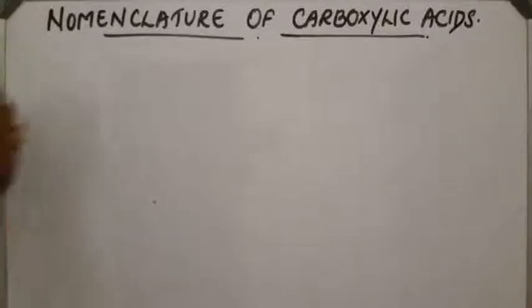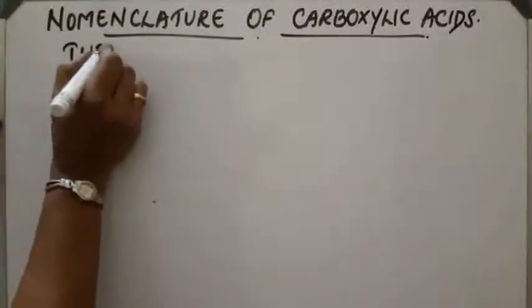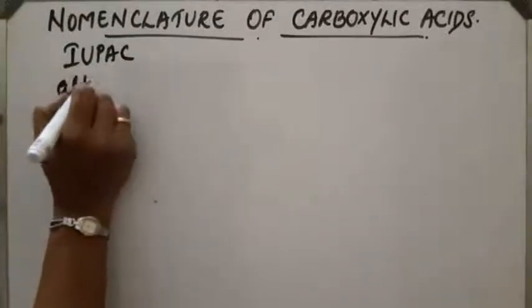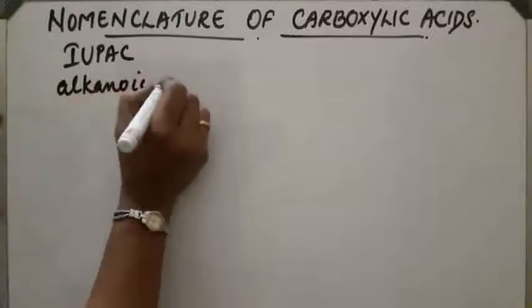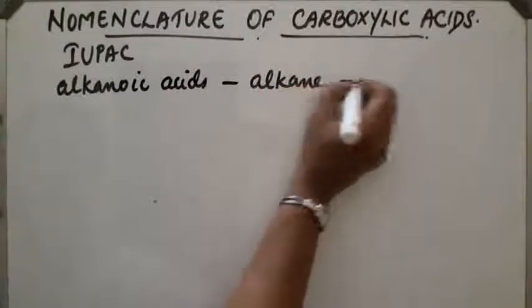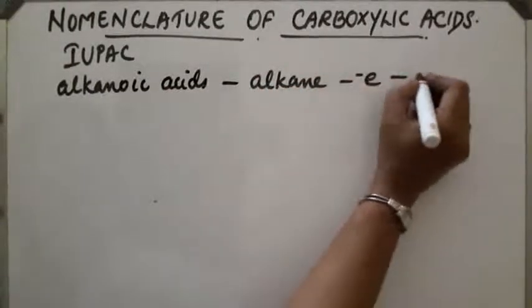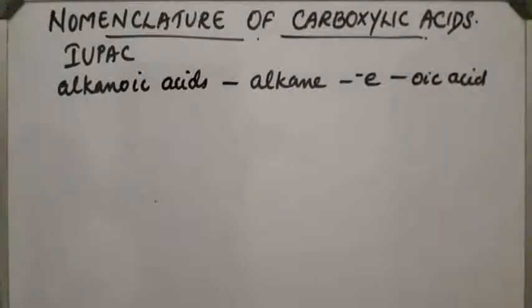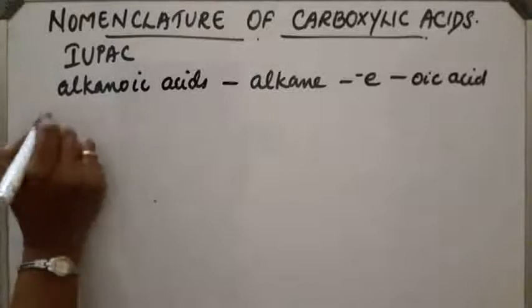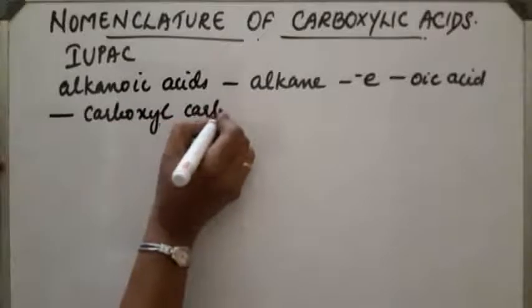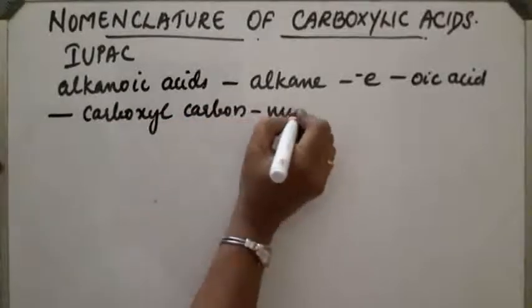Next, the IUPAC system of naming. Here, the compounds are named as alkanoic acid. In the alkane, the E is replaced by OIC acid. Next point, while naming, the carboxyl carbon is numbered 1.